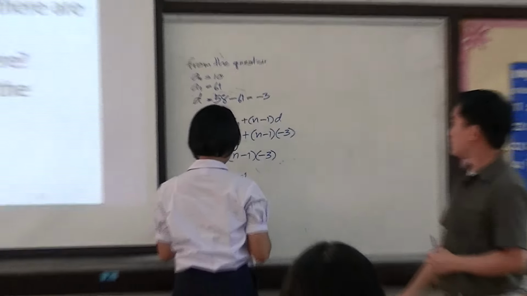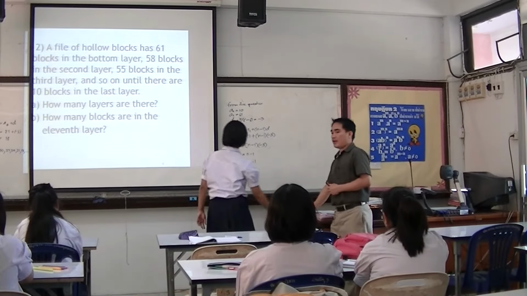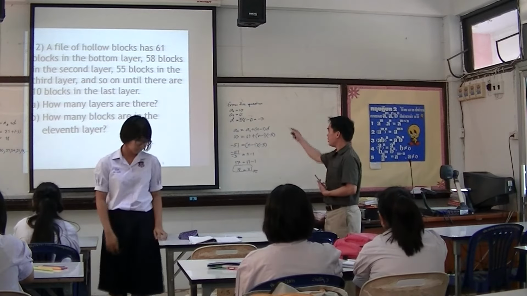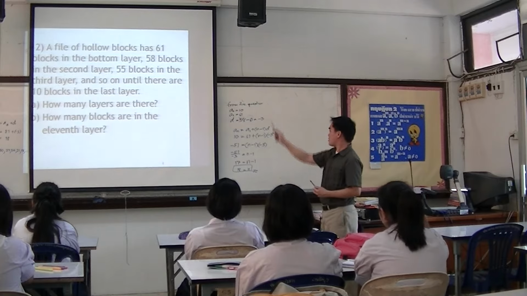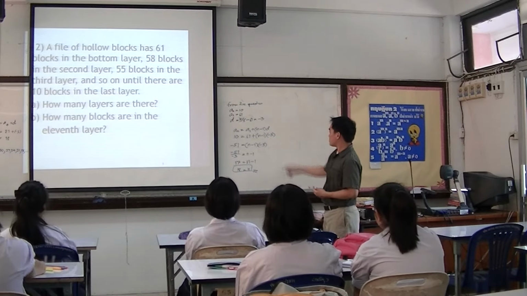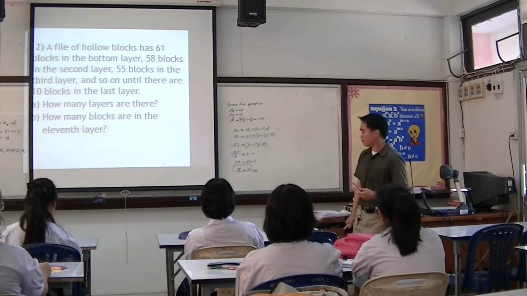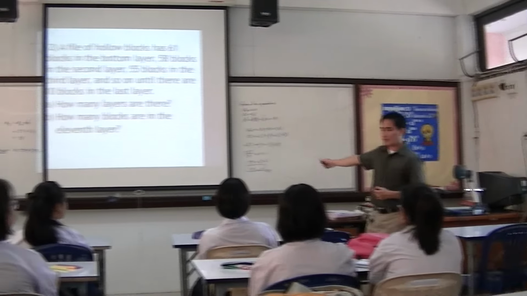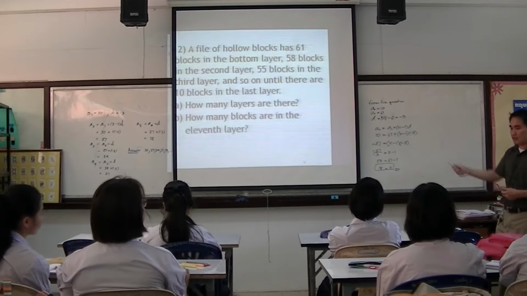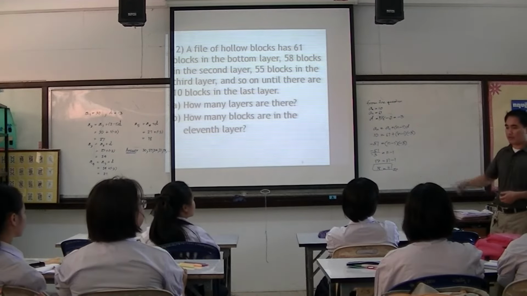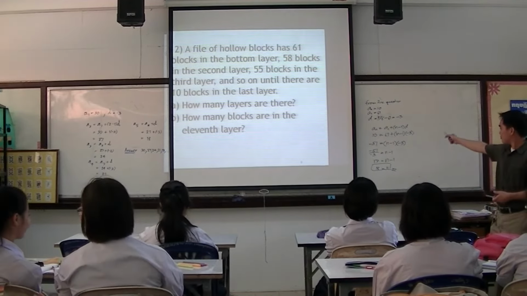Very good. So a sub n, that is the last term. Then a sub 1, what is a sub 1 there? First term, 61. And common difference, negative 3. And the answer is 18. Again, positive.